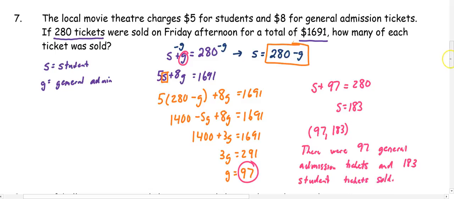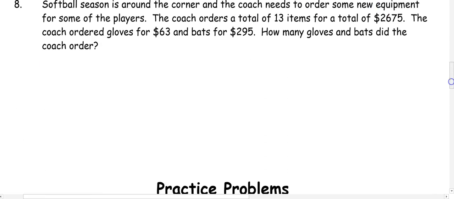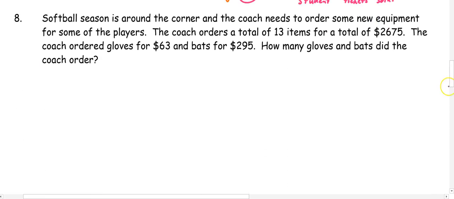Let's look at one more word problem. So in number 8, the softball season is around the corner and the coach needs to order some new equipment for some of the players. The coach ordered a total of 13 items for a total of $2,675. The coach ordered gloves for $63 and bats for $295. How many gloves and bats did the coach order? So when we need our variables here, we're looking for gloves and bats that were ordered. So we're going to say G is going to be our glove and B is going to be our bat.